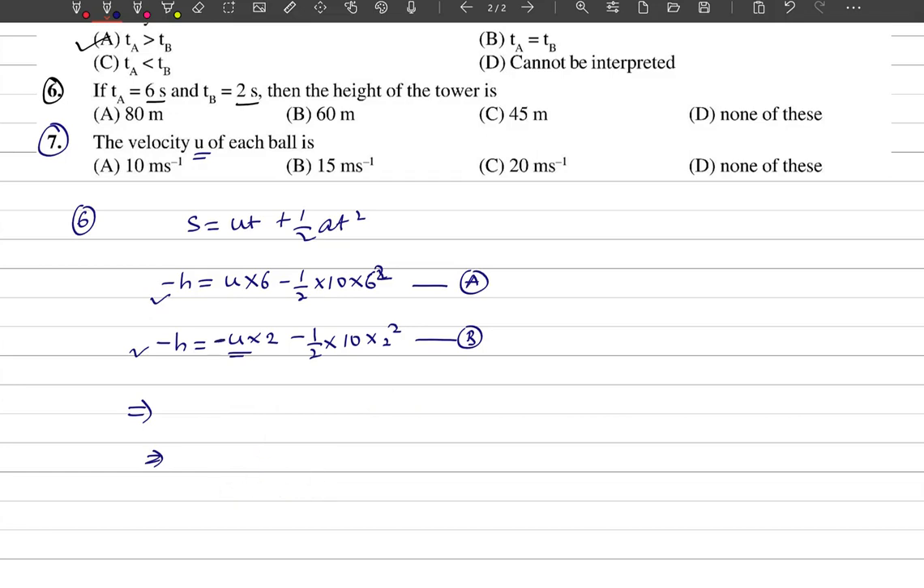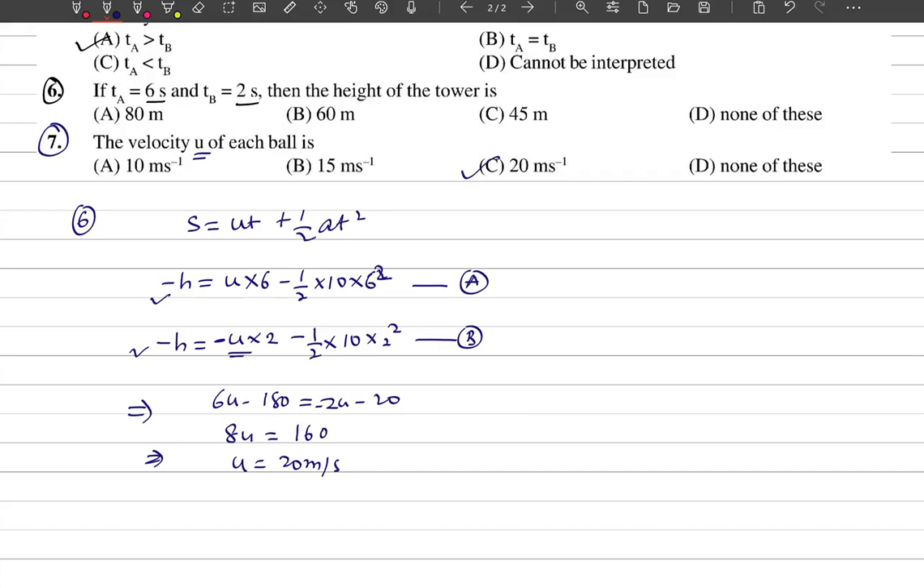So there will be minus, right? तो ये माइनस हो जाएगा और अब इक्वेट करेंगे हम, तो 6u minus 180 equals to minus 2u minus 20. तो 8u equals to 160, right? u equals to 20 meter per second. Answer will be C for 7.